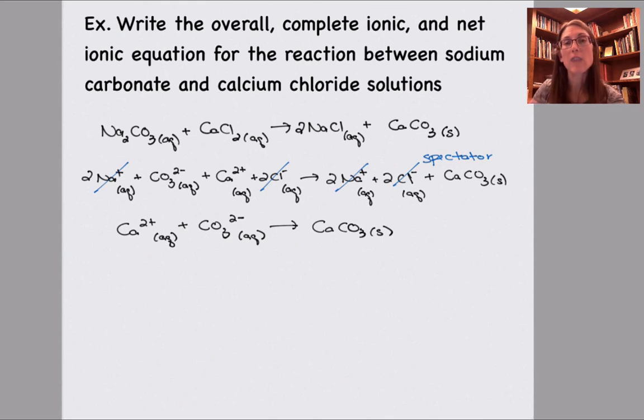Shortcut: if you know what your precipitate is going to be, your net ionic equation will simply be that solid precipitate broken down into its ions. Sometimes that can save you some time on the AP test. But ultimately, this is what's going on, and you need to understand where that net ionic equation comes from.